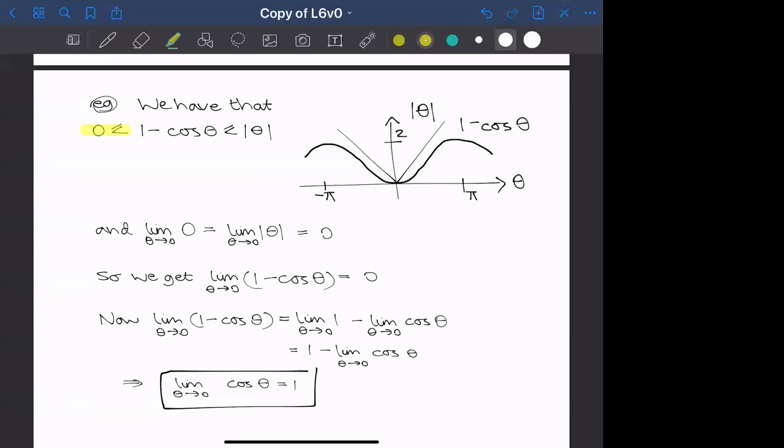And 1 minus cos theta, this is not obvious, but you can believe it from this graph, is less than the absolute value of theta. So that's the other half of the sandwich. And the top and the bottom of the sandwich have limits 0. So as theta goes to 0, the limit of 0 is 0. And we said before that as theta goes to 0, the limit of the absolute value of theta is also 0. So the sandwich theorem applies.